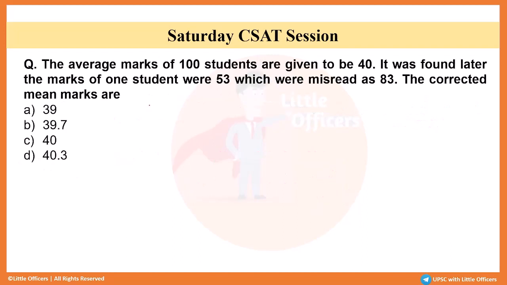In the similar manner, let us look at another question. ठीक है, the question is the average marks of 100 students are given to be 40. So 100 students average marks is 40. ठीक है, this is the average. Now it was found later that the marks of one of the students were 53 which were misread as 83. मतलब गलती हो गया है. So what is the corrected mean marks? That is what we need to find.